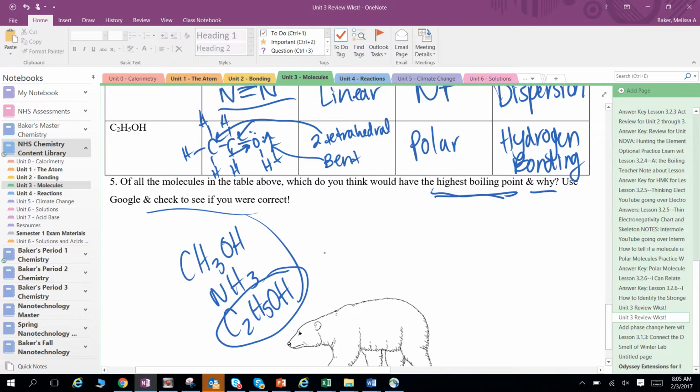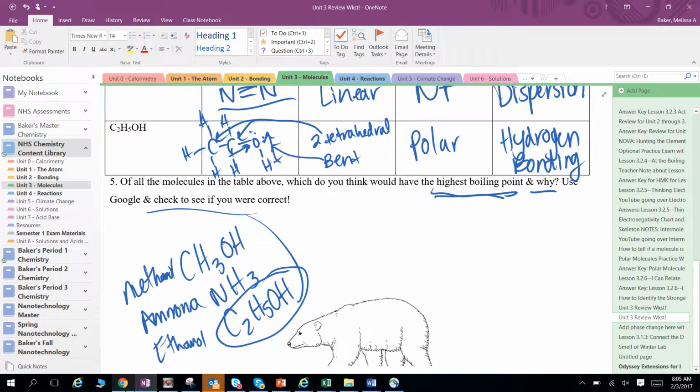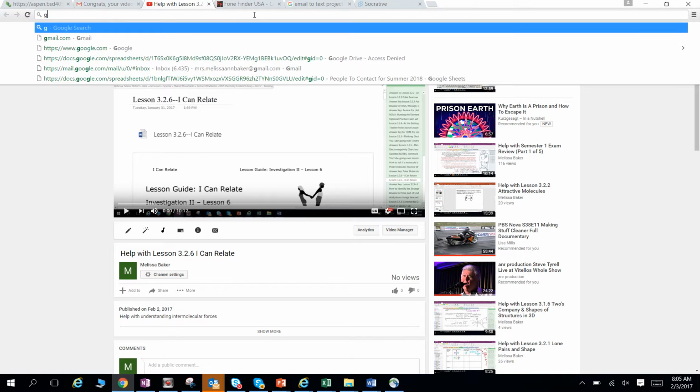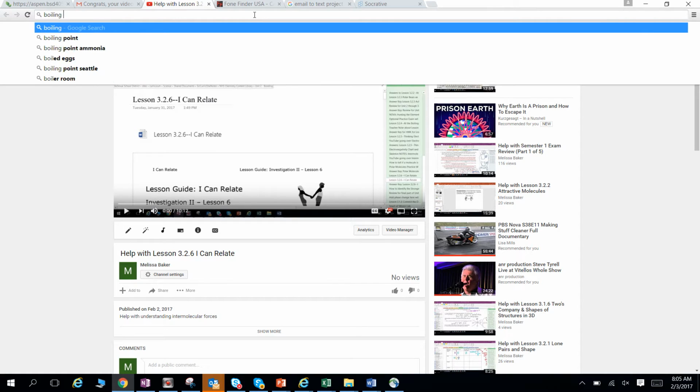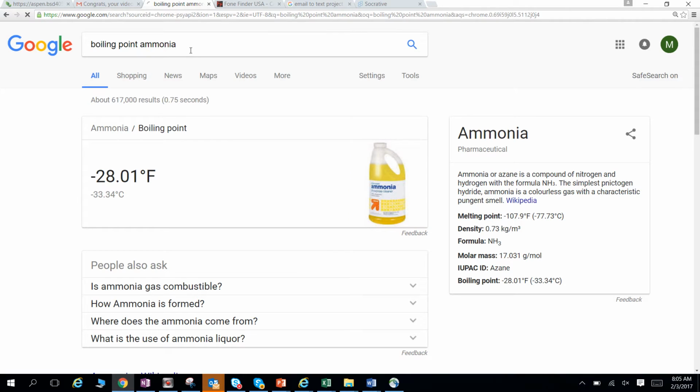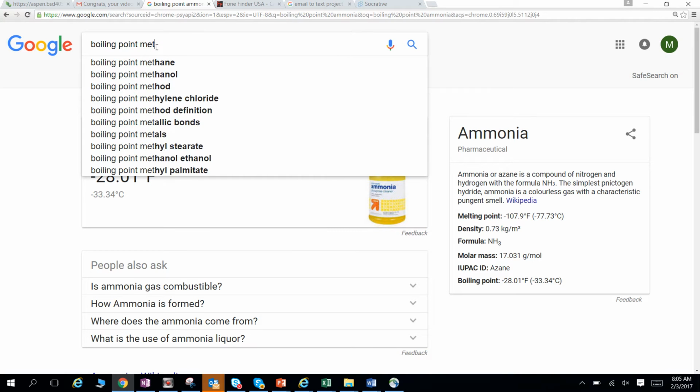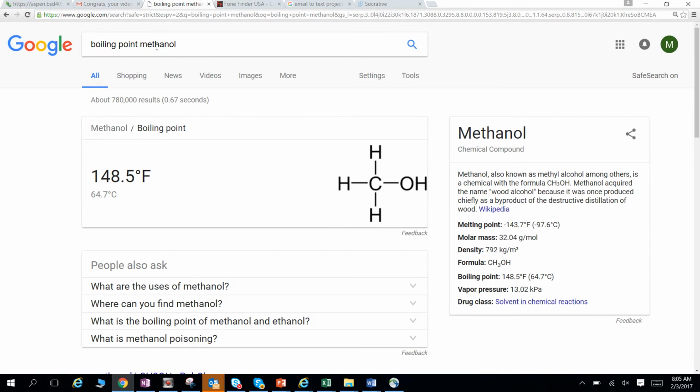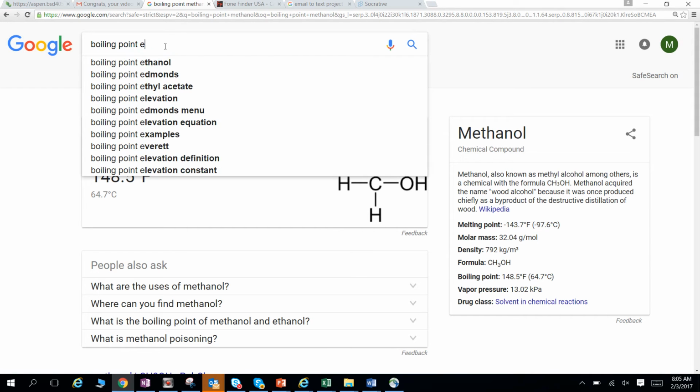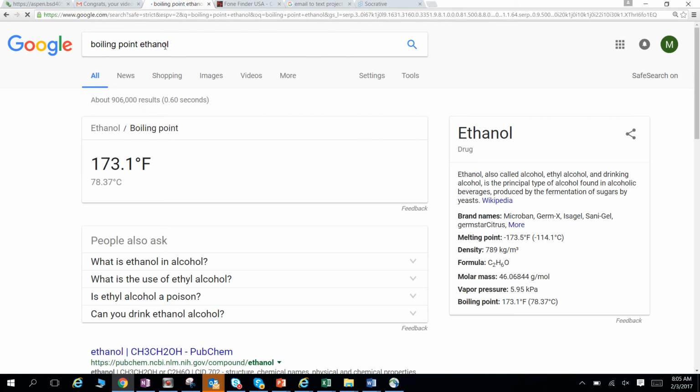So I can check Google. I happen to know that the names of these are methanol, ethanol, and ammonia. So I can do a little research and check my answer here. Boiling point, ammonia, -28 Fahrenheit. Let's check methanol, 148.5 Fahrenheit, and let's check ethanol, 173. So yay, we were right.